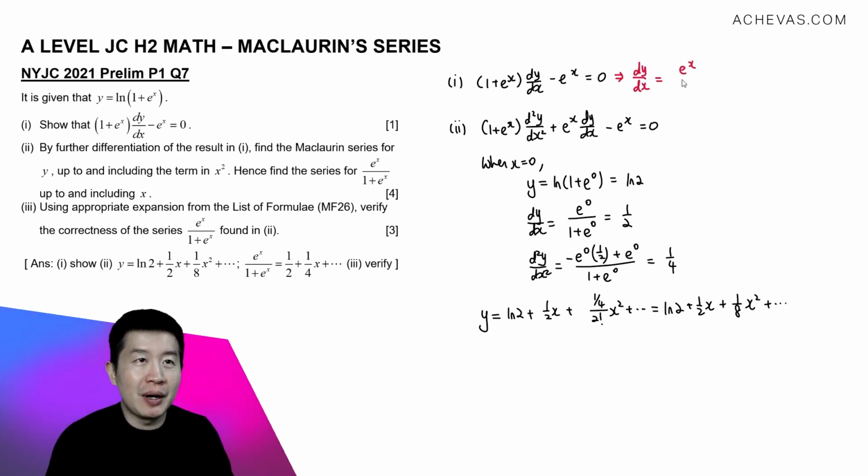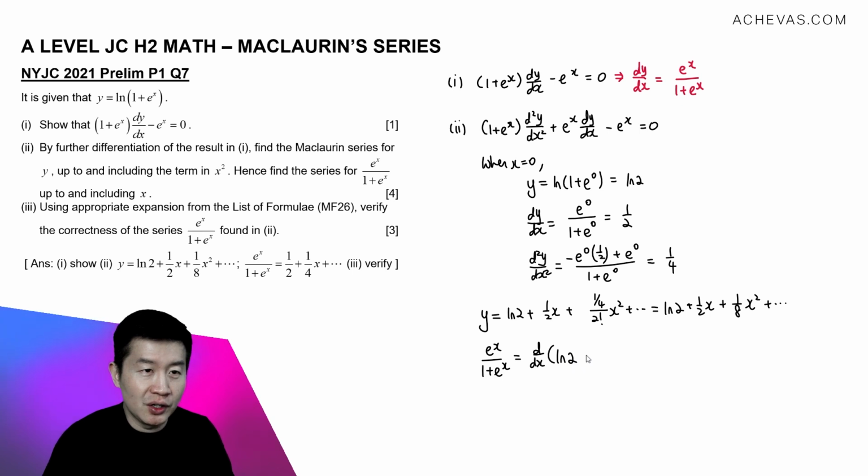We got e to the power of x divided by 1 plus e to the power of x, and this is actually what the question is asking for. So what is e to the power of x over 1 plus e to the power of x? This is dy/dx, so we are actually going to be differentiating y with respect to x. And what is y? y is this that we have just found.